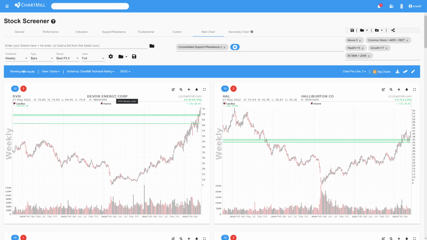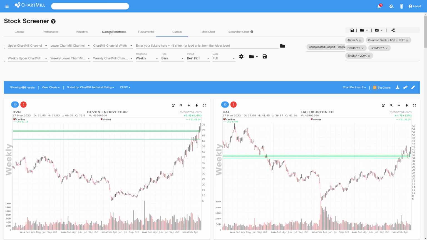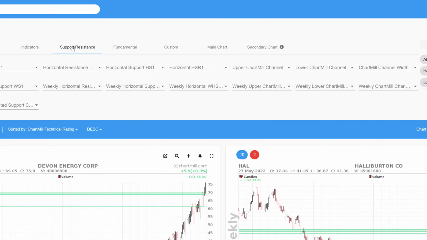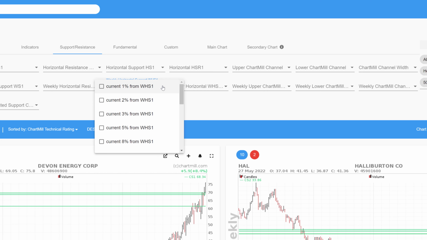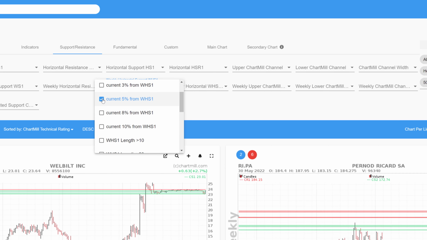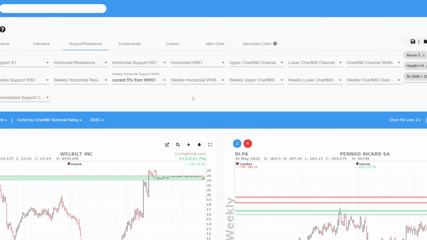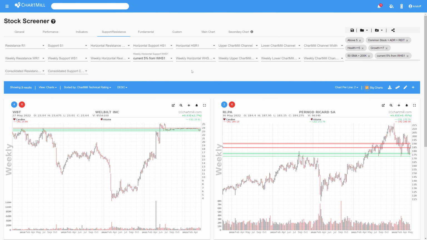To do so, select the support and resistance section. And since I work with weekly charts, I'm using the filter Weekly Horizontal Support 1, WHS1. And I start with the condition that the stock must be quoting at less than 5% of the nearest support level, identified by ChartMill.